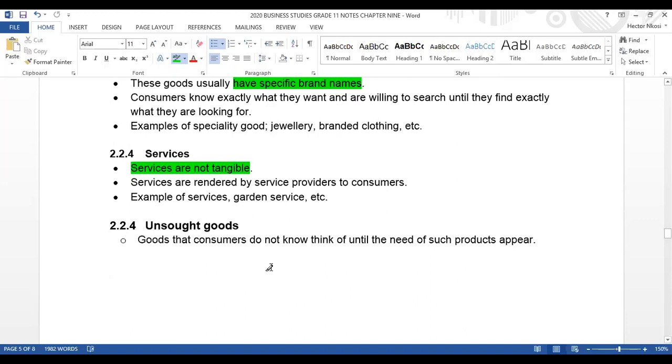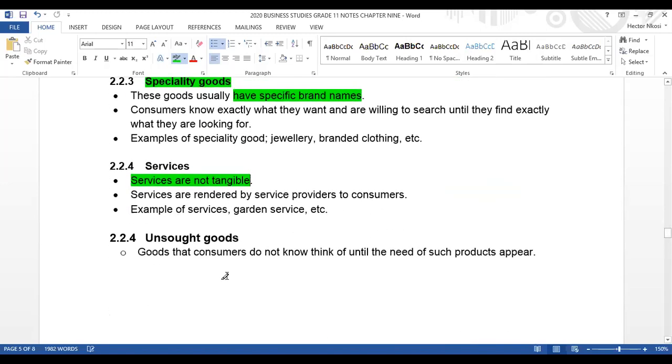Unsought goods now. These are the goods that consumers do not think of until they need such products, or until they appear. The majority of the time, we don't know that we need these goods until we see them. I want you guys to give me an example of unsought goods. You can type your answer in the chat box. If you can think of any unsought products, what are those? Your time starts now. Just a minute.